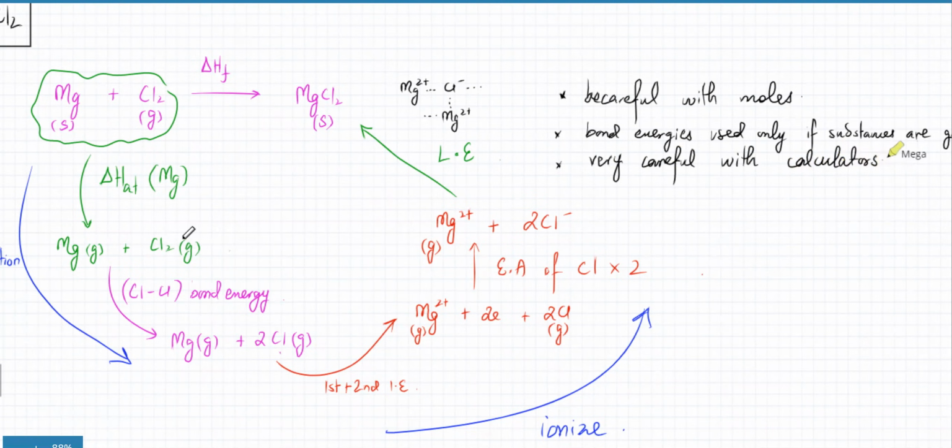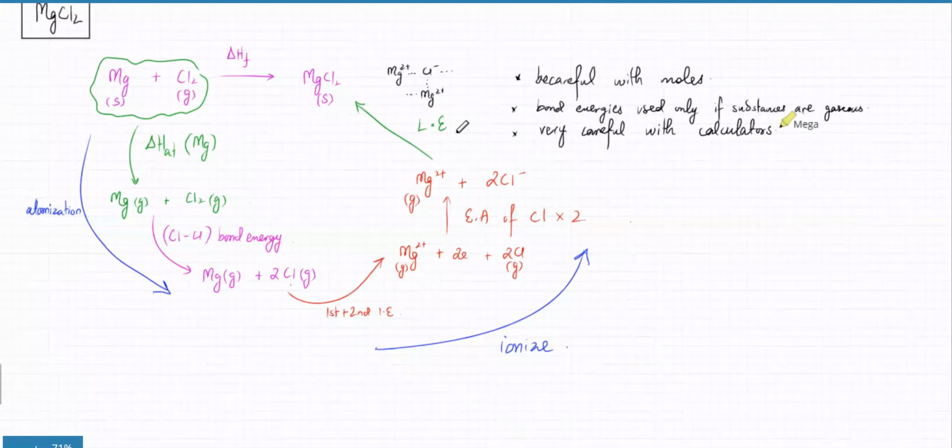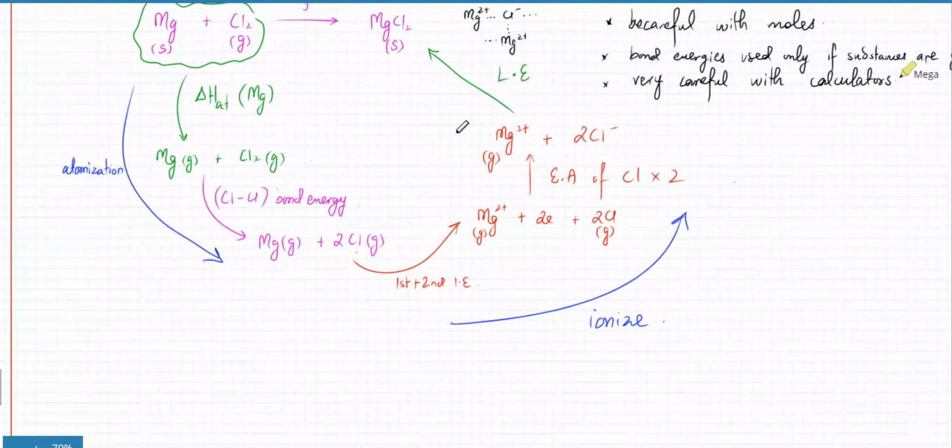And the final thing is you have to be very careful with your calculator, because you have to add and subtract a lot of things when you're doing the calculation. So a minor mistake with the sign or with any of the values, and your answer won't come out to be the correct one. So you have to be very careful when you're doing calculations with this.